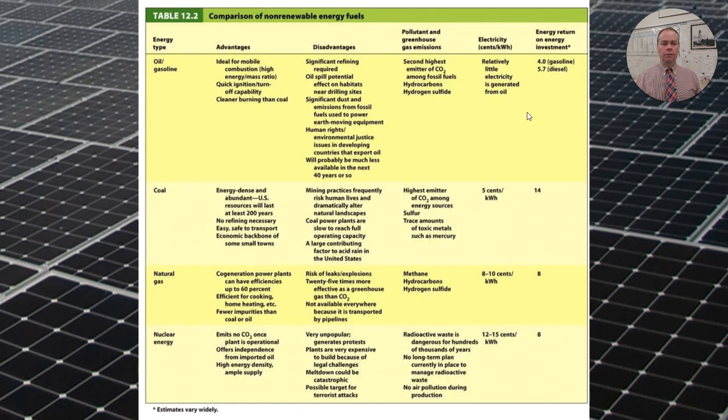So if we finish up and summarize the non-renewables, this table shows you some advantages of each of these fuel sources, some disadvantages, potential pollutants, general costs, and things like that. This summarizes oil, coal, natural gas, and nuclear energy. These are the non-renewable sources of energy that we typically use.